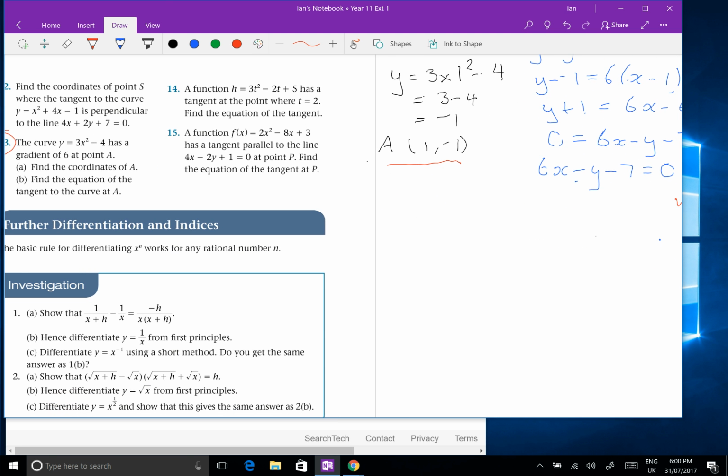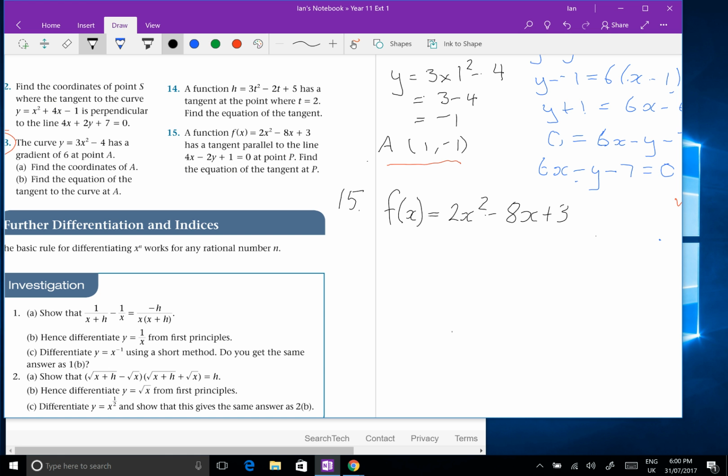Let's have a look at question 15. So question 15, I'm told that f of x equals 2x squared minus 8x plus 3. And has a tangent parallel at that point. Find the equation of the tangent.